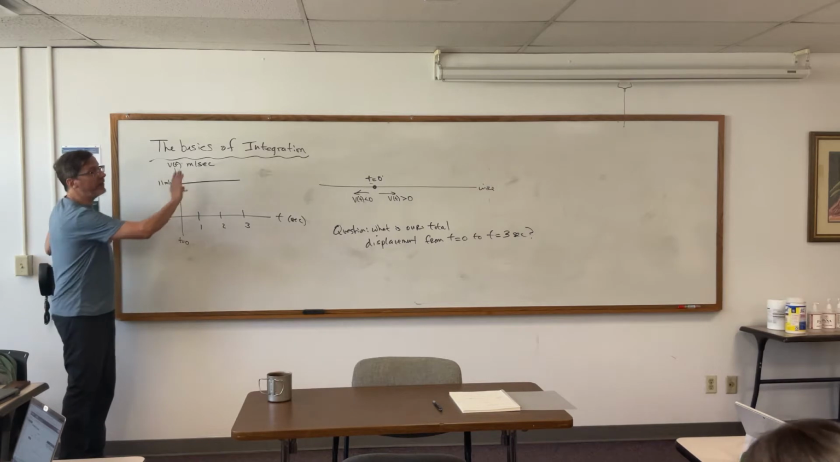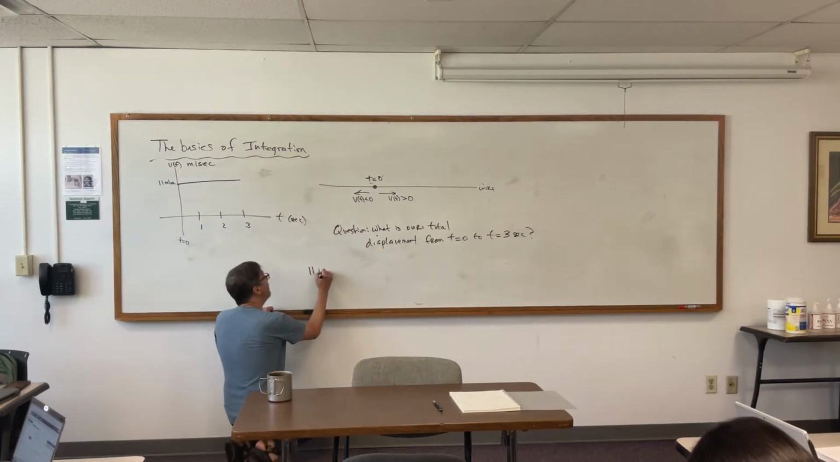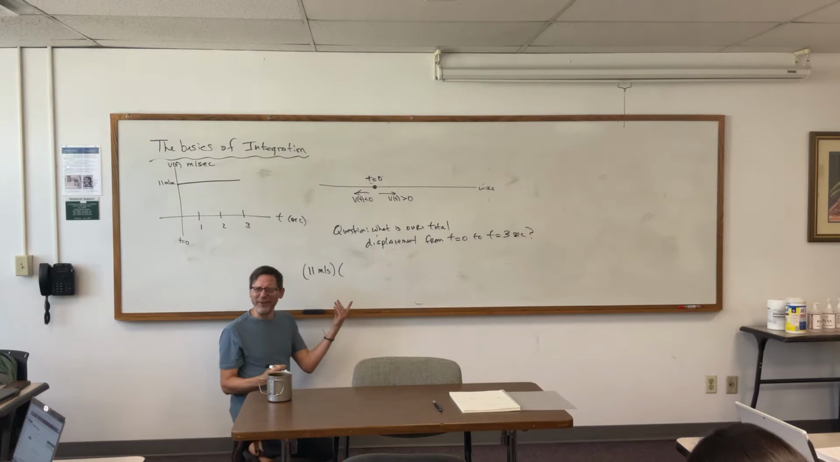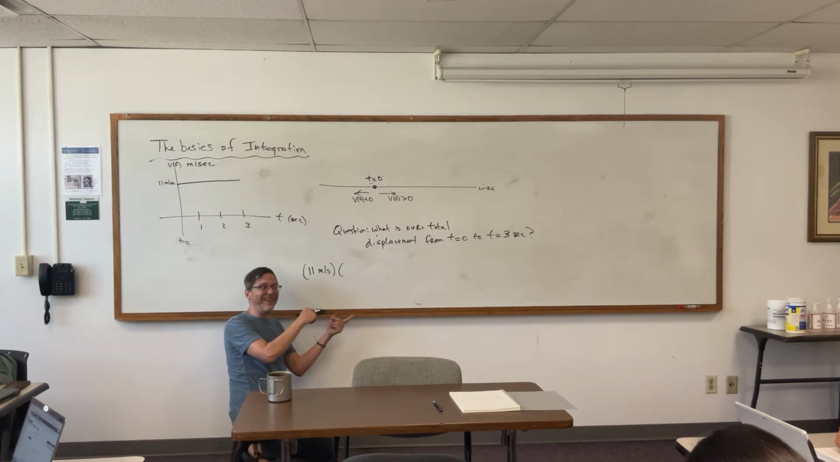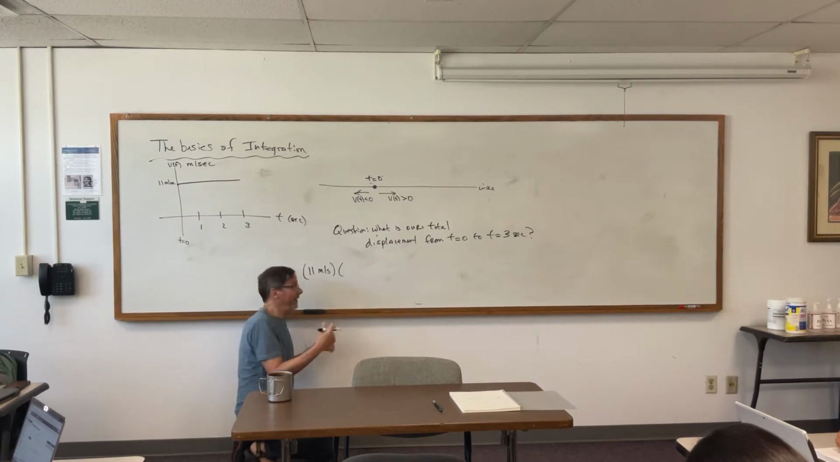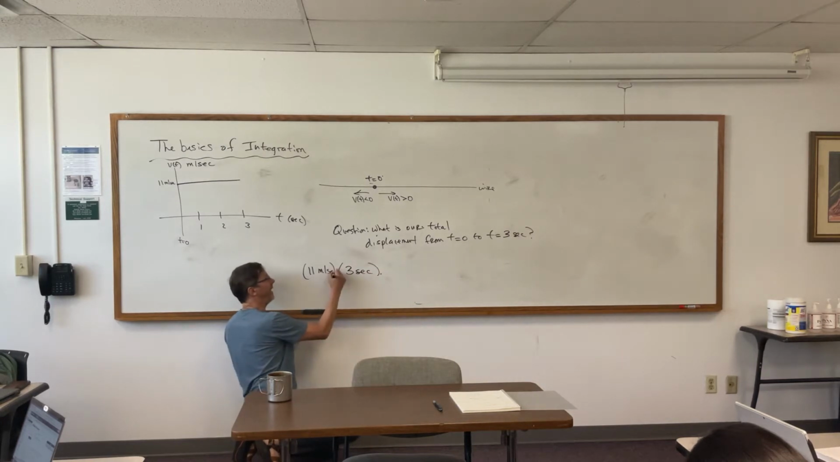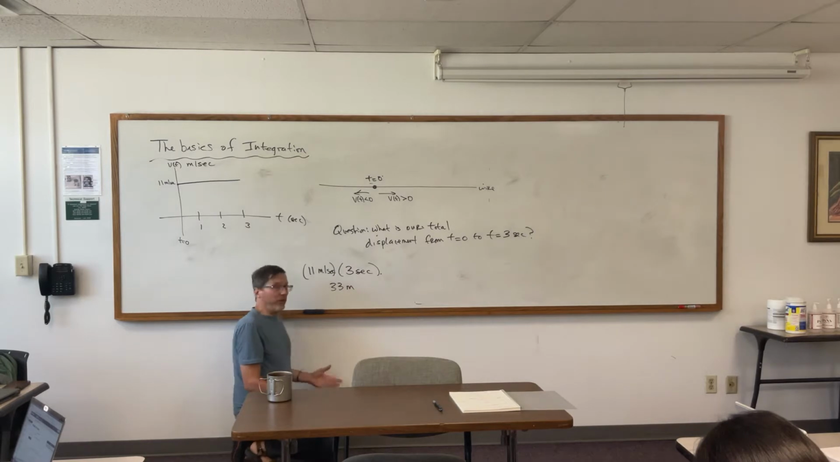To get the distance it's traveled, John took 11 meters per second and multiplied that by the time, right? This is how I did physics. If I multiply by seconds, then I just have meters, right? And I do that for 3 seconds, then the seconds cancel, and I've got 33 meters. We just multiplied.